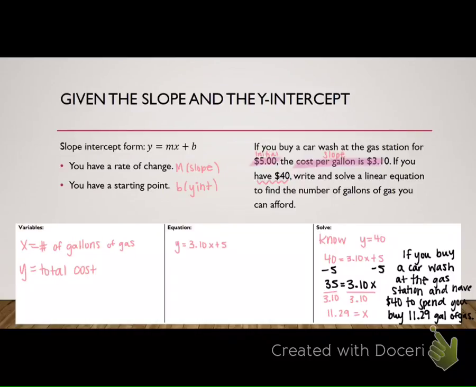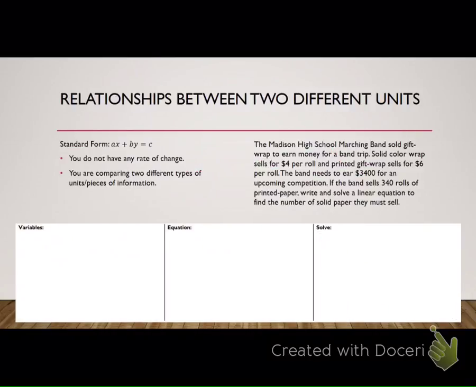All right. The next situation. If you have a relationship between two different types of units, then you will use standard form: Ax plus By equals C. So you do not have any rate of change given to you, but you are comparing two different types of units, pieces of information. So there's no rate of change, but you're comparing two different pieces of information.